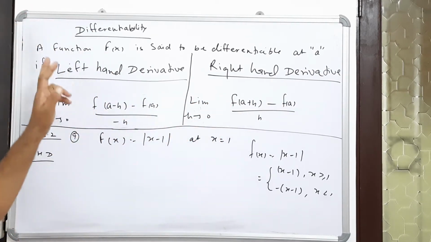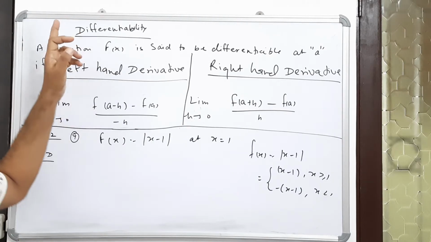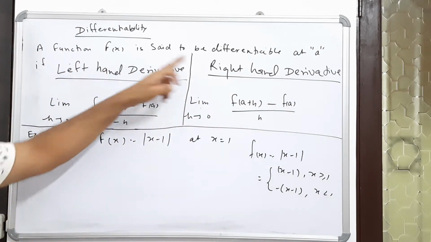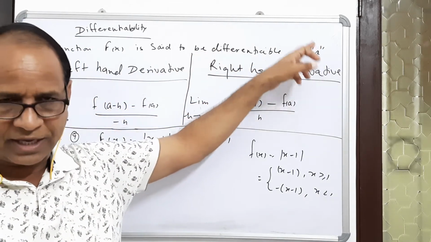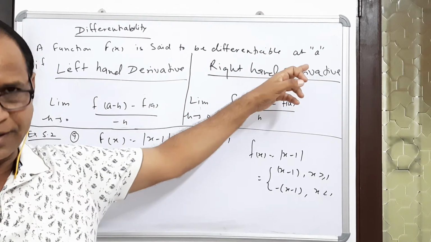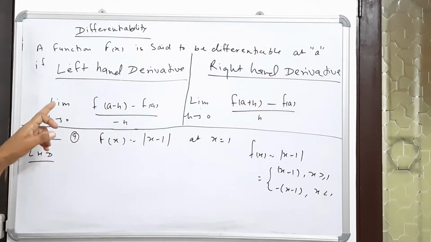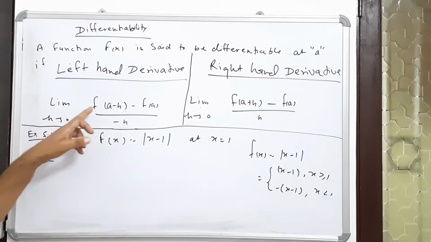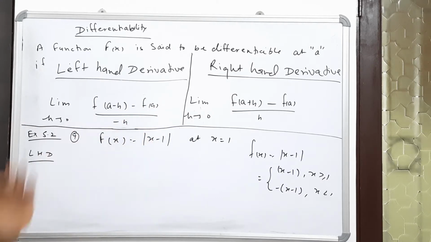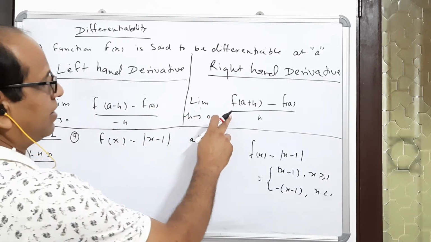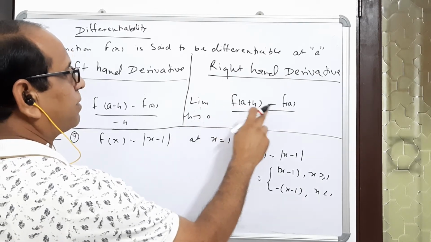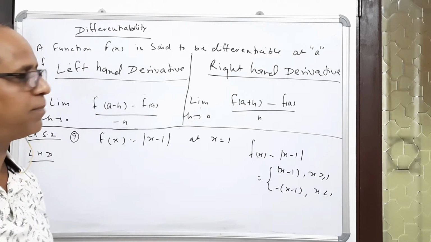Now here I am taking the topic differentiability. A function f(x) is said to be differentiable at x equals a if the left hand derivative is equal to the right hand derivative. Now you see, what is the left hand derivative? It is limit h tends to 0 of (f(a minus h) minus f(a)) upon minus h. And what is the right hand derivative? It is limit h tends to 0 of (f(a plus h) minus f(a)) upon h.